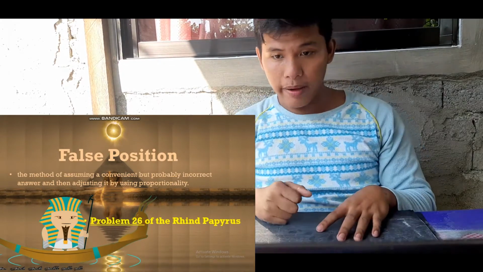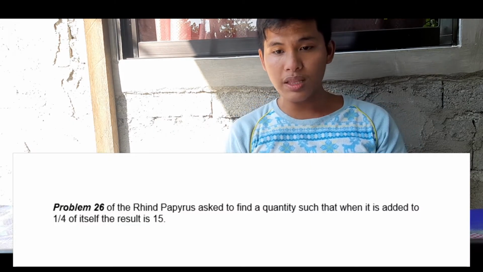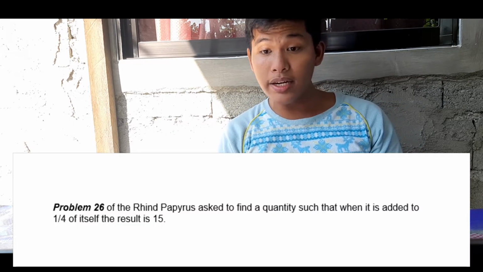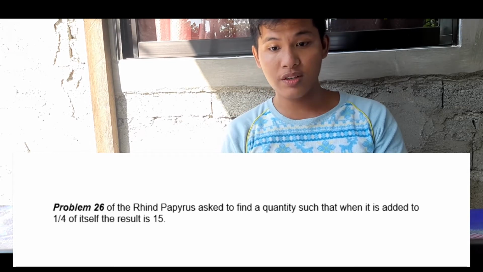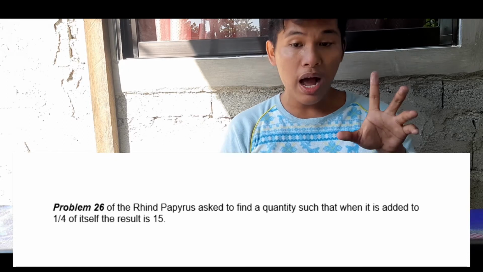The problem asks to find a quantity such that when it is added to 1/4 of itself, the result is 15. The scribe's solution was to assume 4 to be the answer. So they assumed that 4 was the answer. Then 1 and 1/4 of 4 is equal to 5.